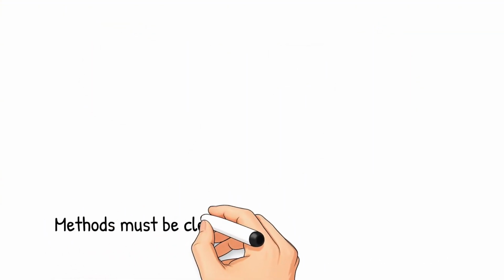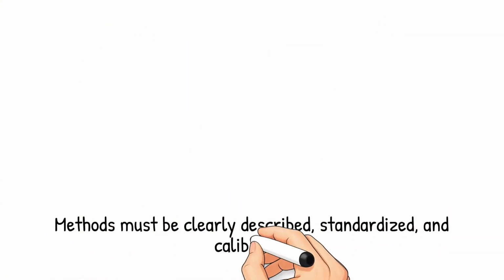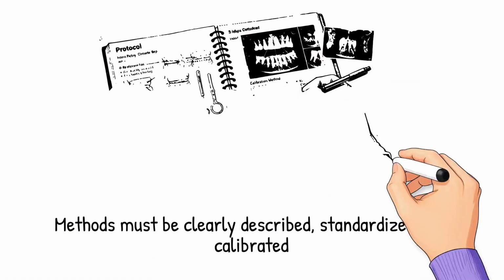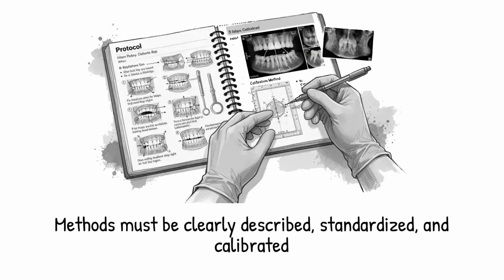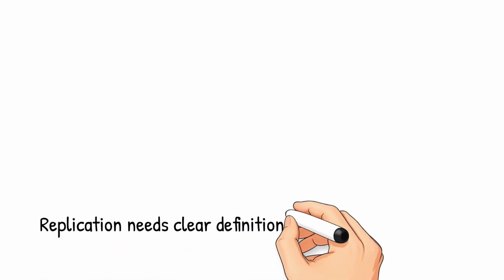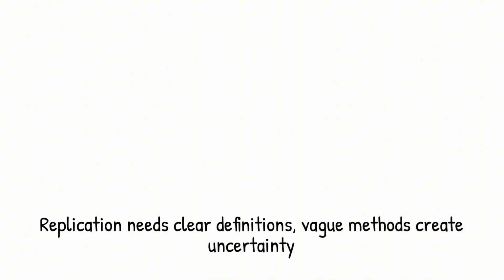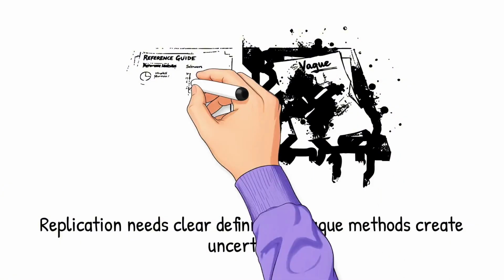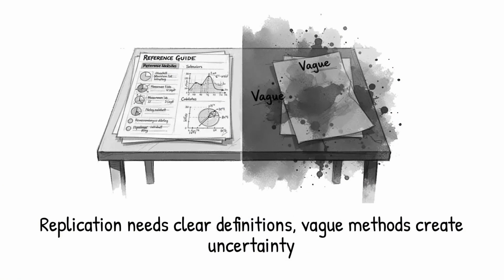Then ask, how was it measured? Was the method clearly described? Was it standardized? Was calibration done? A vague sentence like bone levels were assessed radiographically is not enough. You need to know the technique, the reference point, and how the measurement was defined and repeated. A measurement protocol that is clearly defined and cited means someone else could replicate it. A vague description introduces uncertainty that cannot be resolved after the fact.